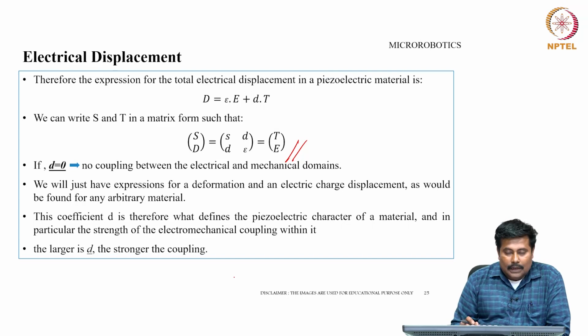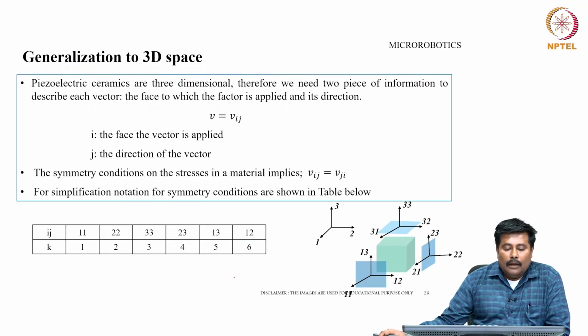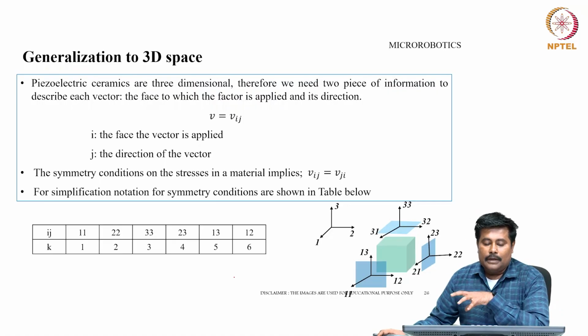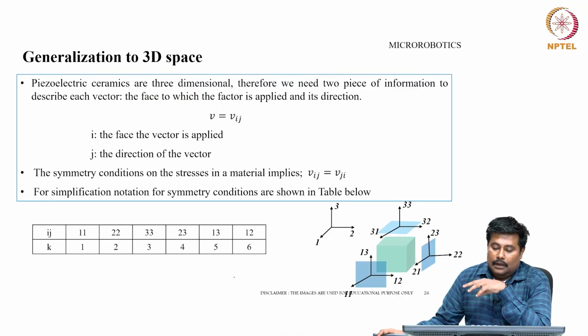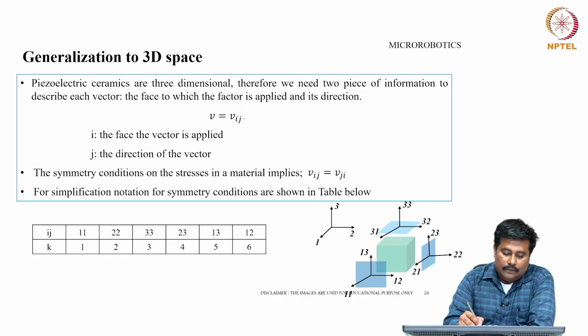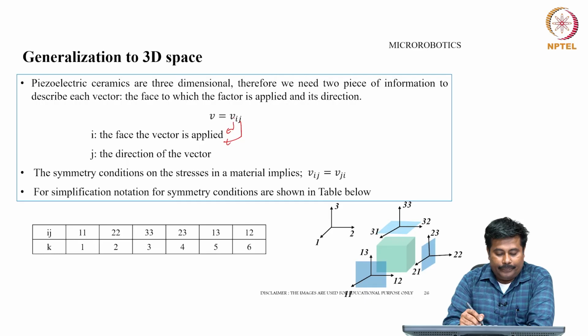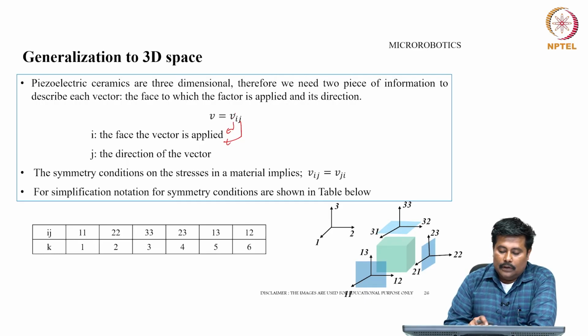So, the larger the d, the stronger the coupling, and piezoelectric ceramics are three-dimensional. Therefore, we need two pieces of information to describe each vector: the phase to which the vector is applied and its direction, that is V equals V_ij, where i is the phase to which the vector is applied and j is the direction of the vector. The symmetry condition on the stress in a material implies V_ij equals V_ji.